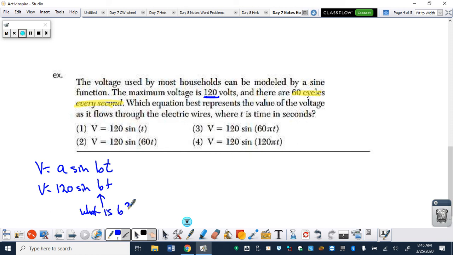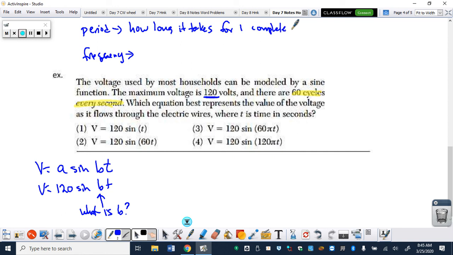All right. Again, let's review frequency and period. Period, I'm going to have the definition of period, and then I'm going to have a definition of frequency. Period is how long it takes for one complete cycle. We've talked about that for several days now. Period is, it answers the question how long it takes for one complete cycle.